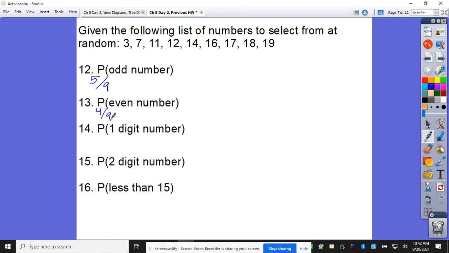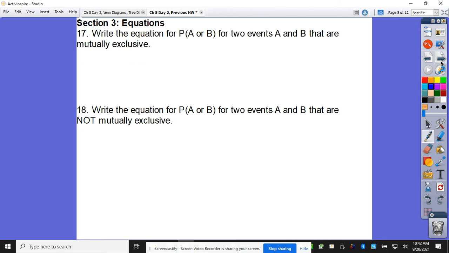How many of them are a 1-digit number? How many are a 2-digit number? 7. And how many of them are less than 15? So that part of the homework should have been fairly easy.